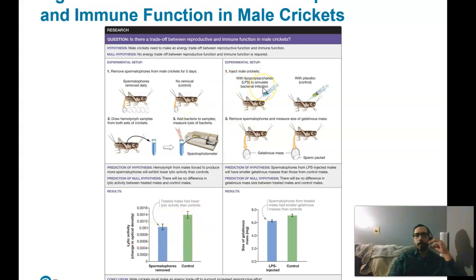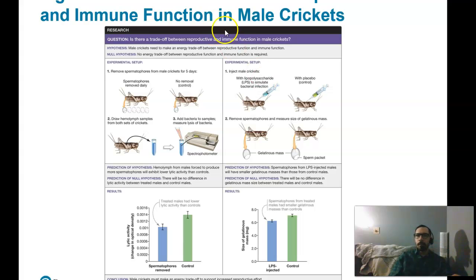And then another experiment that they conducted was injecting the two groups of cricket with either a lipopolysaccharide or a placebo. The lipopolysaccharide was used to simulate a bacterial infection because the LPS is a component of the bacterial cell wall.